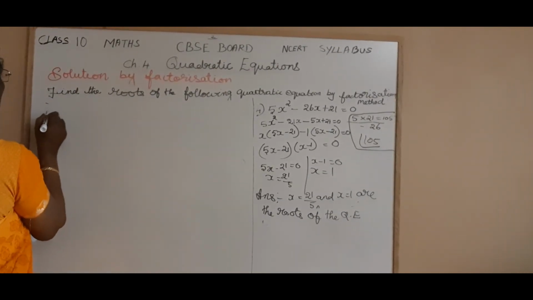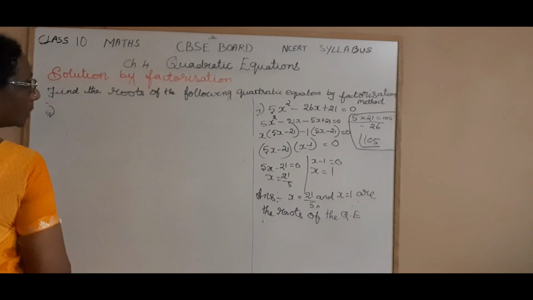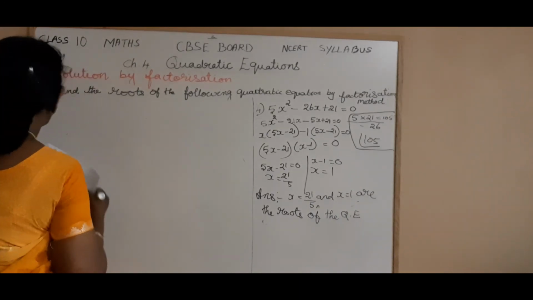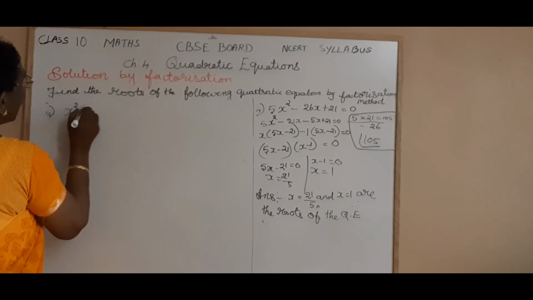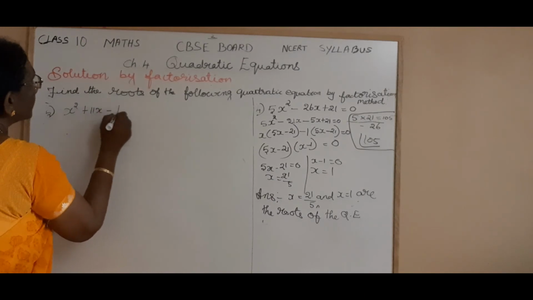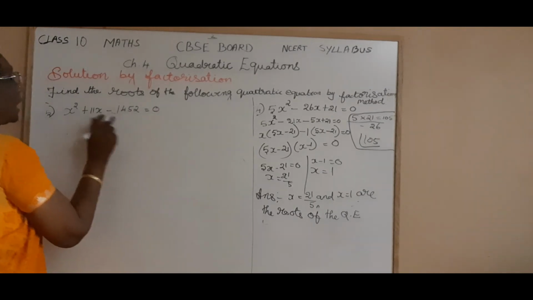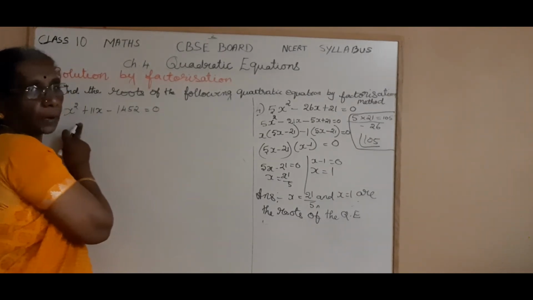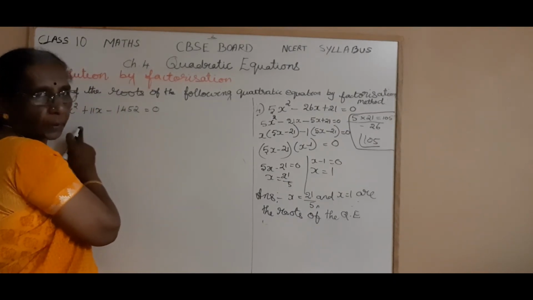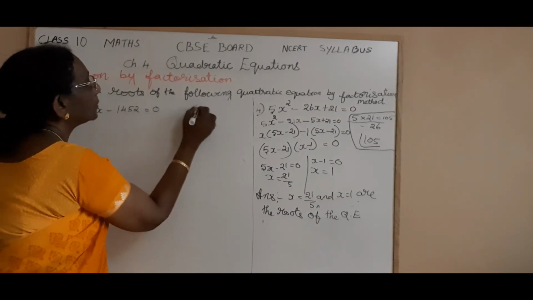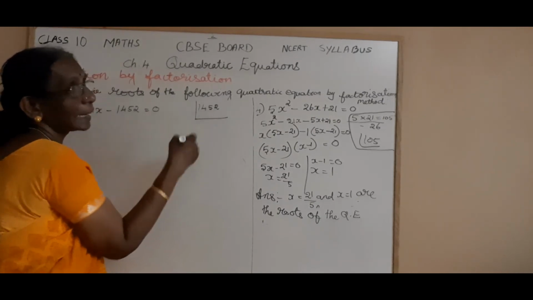Sum number 5.1.2.3. x square plus 11x minus 1452. Here px will be positive, qx will be negative because the product is negative and the middle term is positive. So when you factorize, you have to subtract the numbers because both will have different signs.